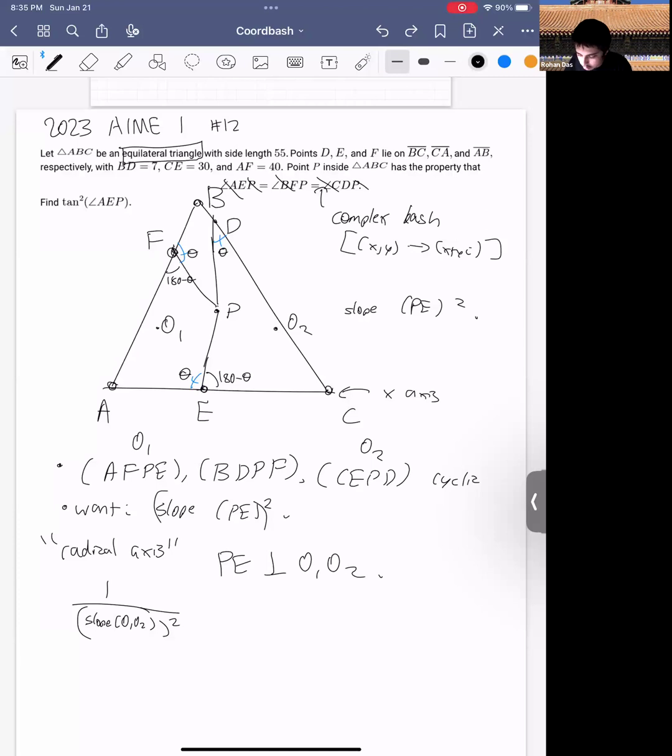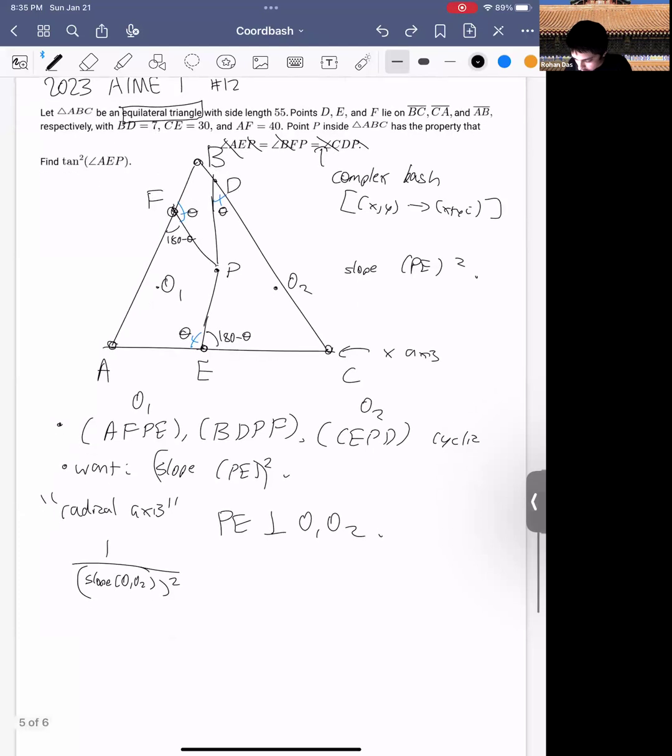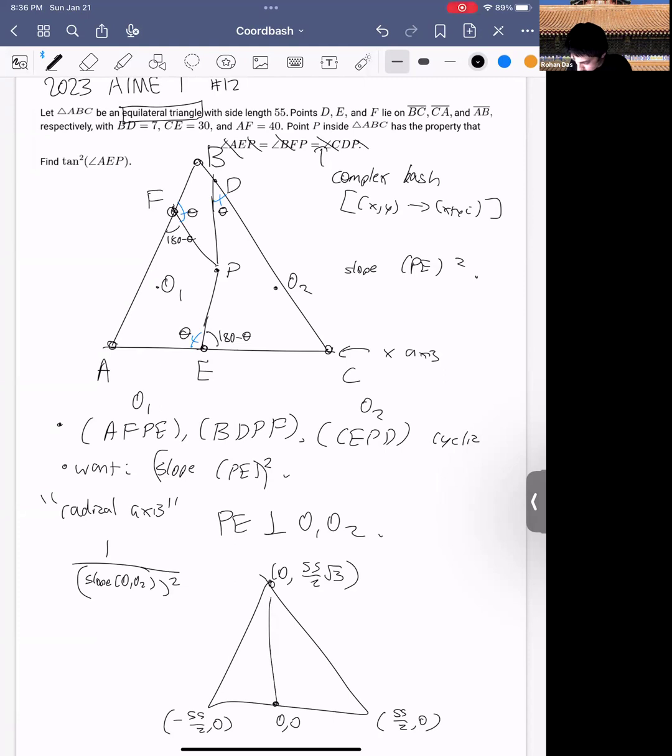But these circles also have three other points on them, and we know what these points are. So we can say that the midpoint is 0, 0, A is negative 55 over 2, 0, C is 55 over 2, 0, and B is 0, 55 over 2 root 3, because those are the distances from each point to the midpoint in an equilateral triangle.